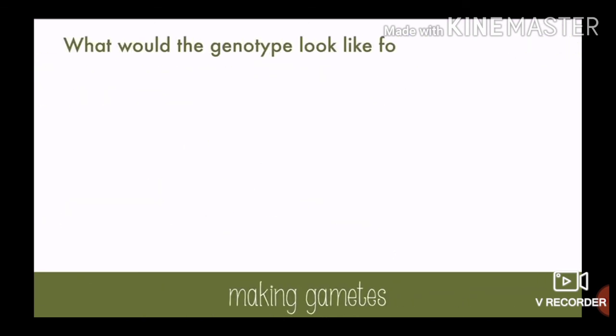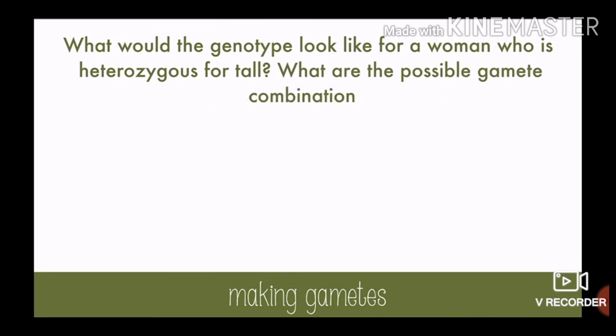What would the genotype look like for a woman who's heterozygous for tall? And what are the possible gamete combinations? Now heterozygous means different alleles, so this will be written with a capital and a lowercase t. This also means that there are 2 possible gamete combinations, an egg with a big T for the tallness gene, or an egg with a little t for a short gene. Heterozygous traits will have more variation in their offspring.